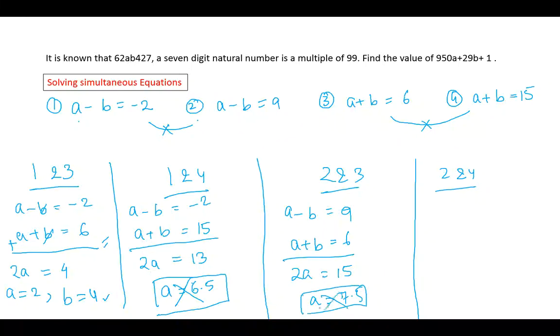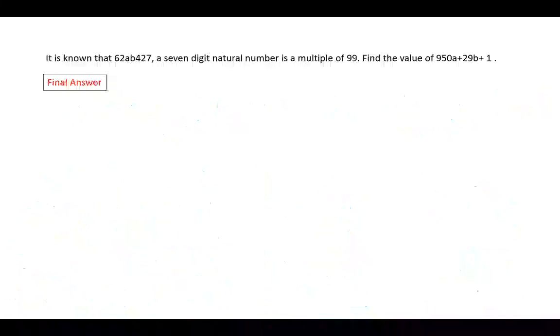So the final set of values that I'll check would be a minus b equal to 9 and a plus b equal to 15. Adding those, I'll get 2a equal to 24 and a equal to 12, which is again not correct because the number has to lie between 0 and 9. So at the end of the day, we are getting just one set of values that actually satisfies all our criteria. So let's find out the final answer.